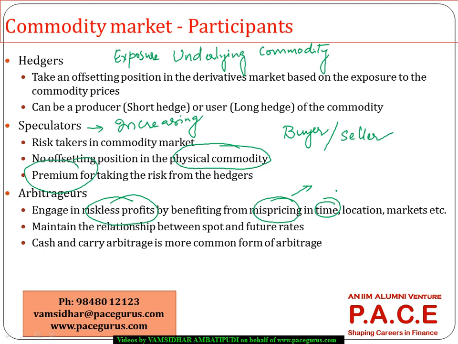So they generally sell the overpriced commodity and buy the underpriced, because the underlying commodity will still be the same, whereas because of various reasons it is priced differently in different markets and they want to take an advantage out of it. The most common kind of an arbitrage mechanism we see in the derivatives market is the cash and carry arbitrage.